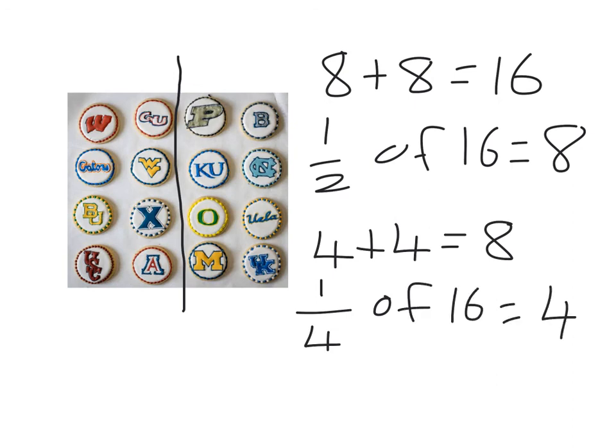Let's see if I'm right. If I divide my cookies into 4 equal groups, I can see that there are 4 in each group. Therefore, 1/4 of 16 equals 4. Today, you're going to use your doubles knowledge to help you work out halves and quarters of sets.